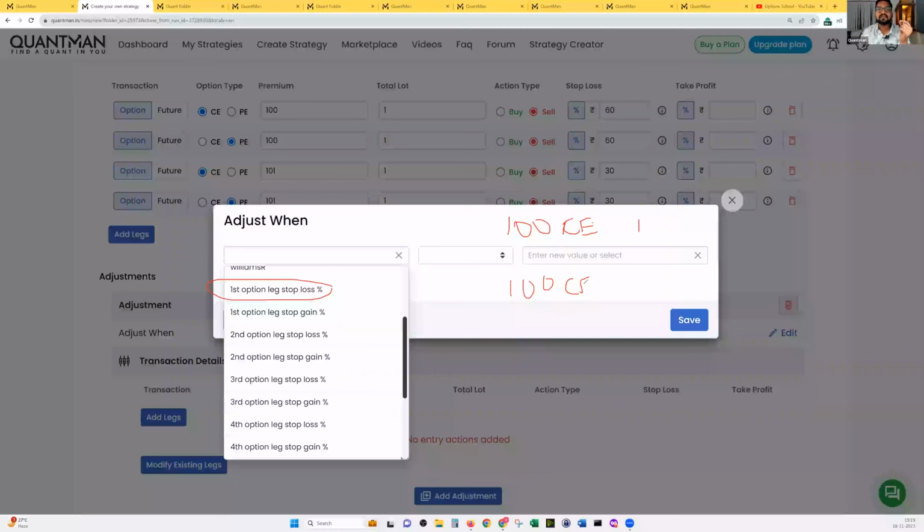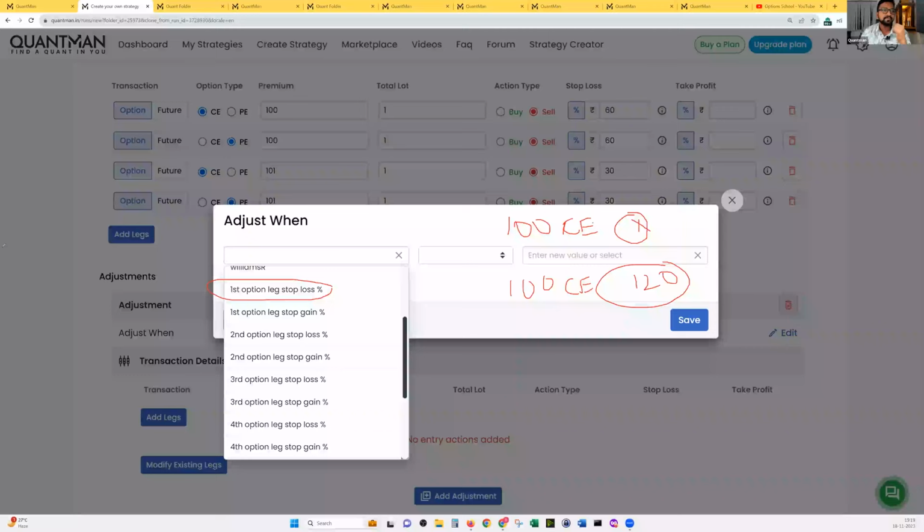Okay, at what value will the adjustment happen now? At what X value will the adjustment happen? I said, whenever the first leg reaches 20% of loss, I'm going to sell another call option with 100 premium. Exactly, it's going to be 120. Okay, at 120, I'll be placing it.